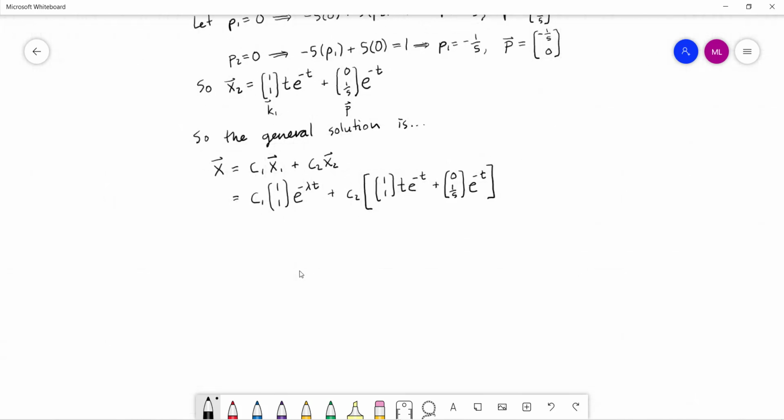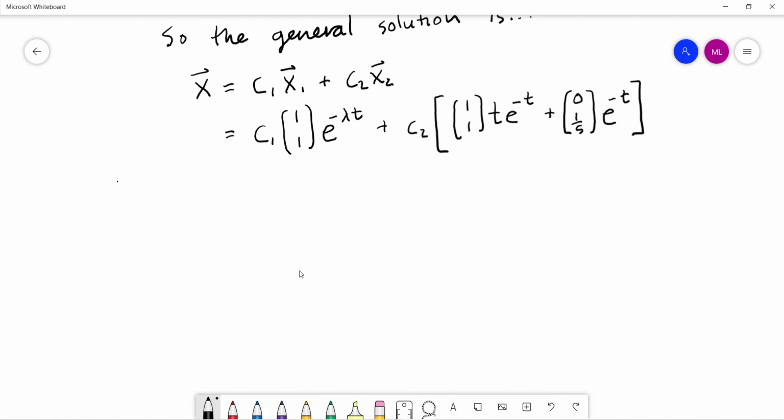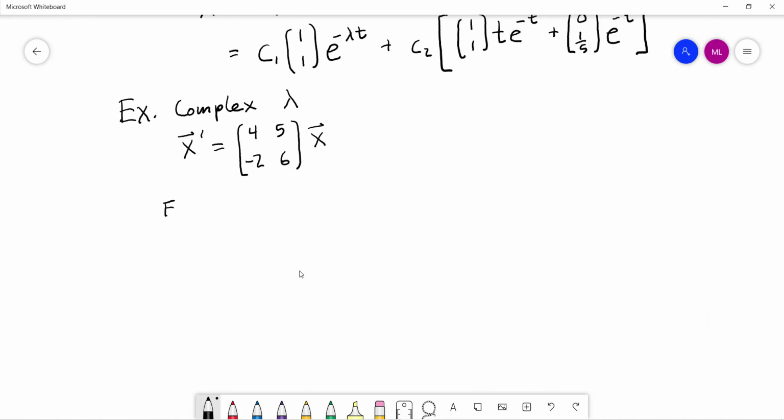Final case, last case. So final example. We want case 3, where we have complex values of lambda. And so let's pick a problem. X prime equals, let's see, 4, 5, -2, 6. I'm not just coming up with these off the top of my head. I came up with it ahead of time, found one that would work. So this will work. First step is to find the eigenvalues.